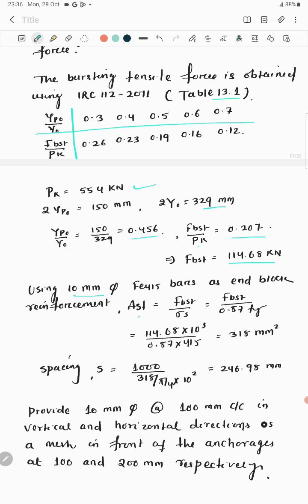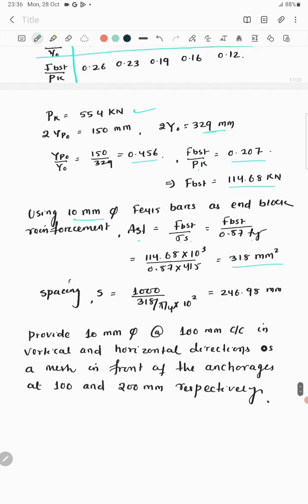If we use 10 mm diameter bars of Fe415 as end block reinforcement, the area of steel required to resist this bursting force is equal to FBST divided by sigma S, that is FBST divided by 0.87 Fy. So it is 114.68 into 10 to the power 3 divided by 0.87 into 415, that is 318 mm square.